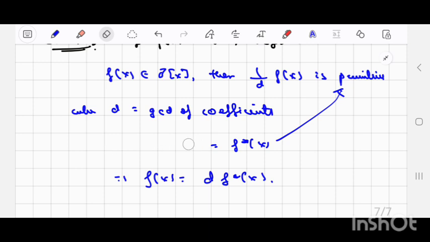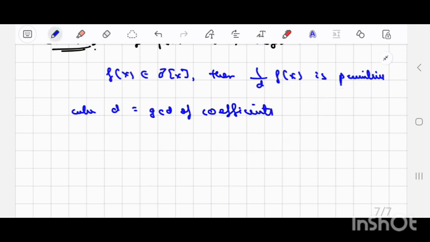So a more general way of talking about this is the following. 1 by d times f of x is primitive, and I need to be in accordance with the previous theorem. So I can write f of x as d times 1 by d f of x. Yes, this will do. The structure is in accordance with the previous theorem. For the first time, viewers might find this a bit confusing, so I try to write as many steps as possible. What do I conclude from here?